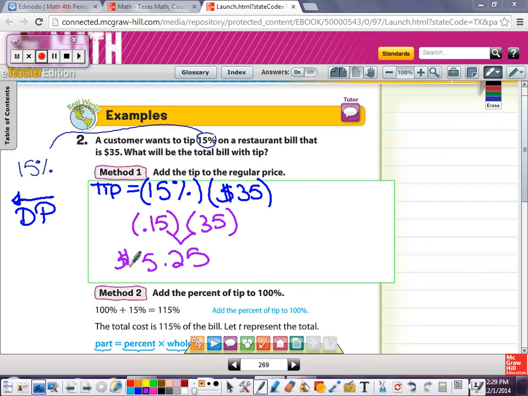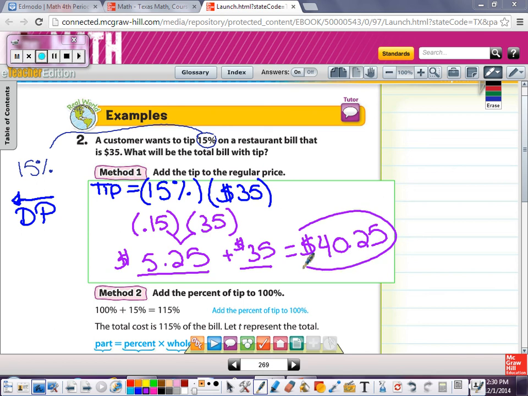And the question was, what will the total bill be with the tip? So here's the tip. I still got to add the bill for all the food and everything we ate, $35, and you get an answer of $40.25. Not too bad. Pretty easy. That's a good tip. $5, good average for this kind of bill.